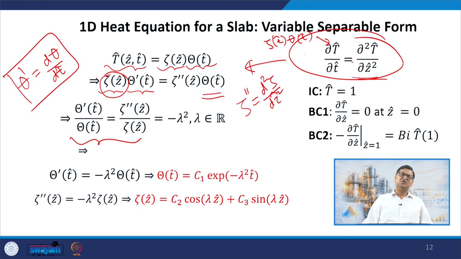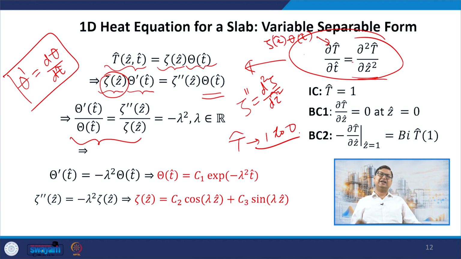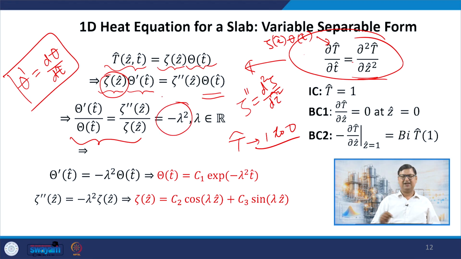Now, it is not very difficult to see that this has to be a negative number. Why? Because t cap is going from 1 to 0, right? So, therefore, the gradient of theta in time must be negative, right? And in order to ensure that it is negative, I am writing it as minus lambda square, where lambda is a real number. So, as long as lambda is real, lambda square is a positive quantity, so minus lambda square will be a negative quantity. We will see why we have defined it this way. It just simplifies our math later, right?